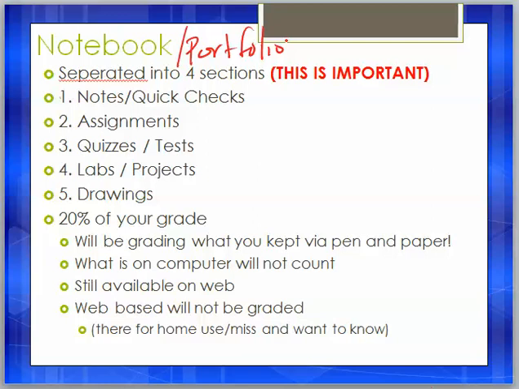We take our tests day 15, day 30, day 45 approximately. And then labs and projects, and then your drawings. So we have those 5 sections. Again, the notebook is going to be worth 20% of your grade. Hopefully, you guys will do really well with this portfolio and be able to move forward with that.